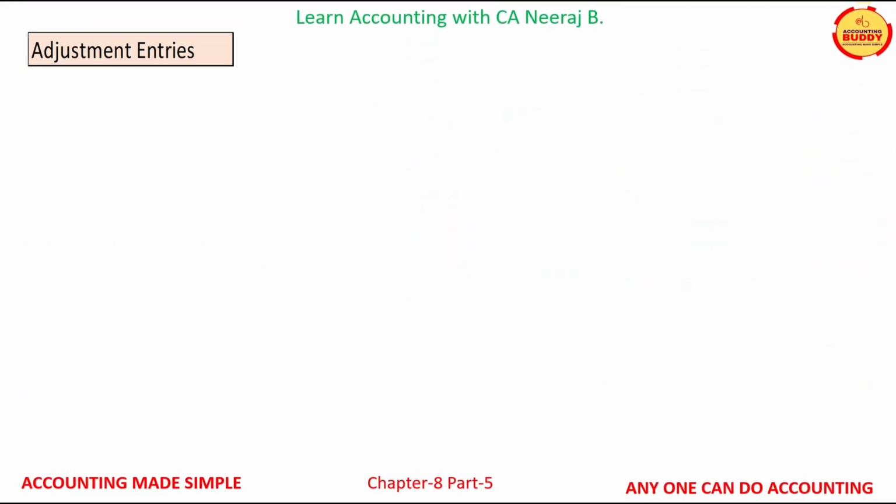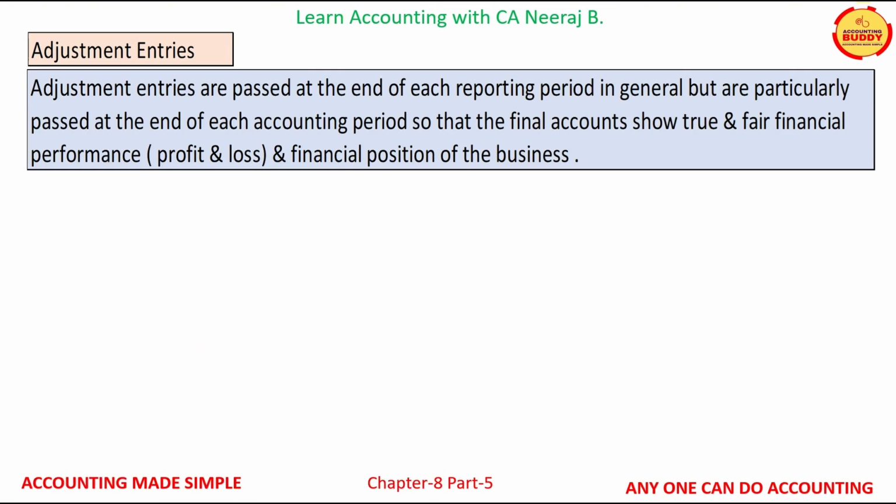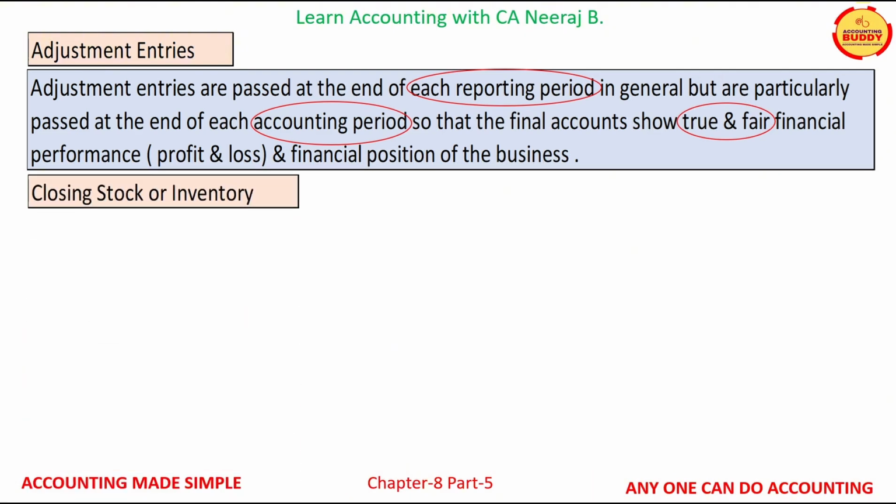In this slide, we will learn about a couple of adjustment journal entries. Adjustment entries are passed at the end of each reporting period in journal, but are particularly passed at the end of each accounting period so that the final accounts show true and fair financial performance and financial position of the business. One of such adjustment entries is for closing stock or closing inventory.